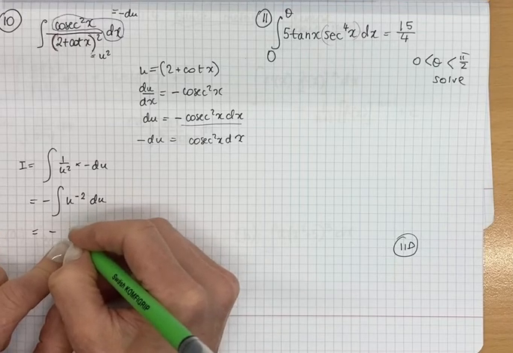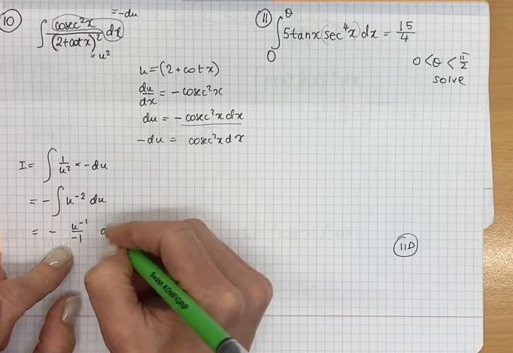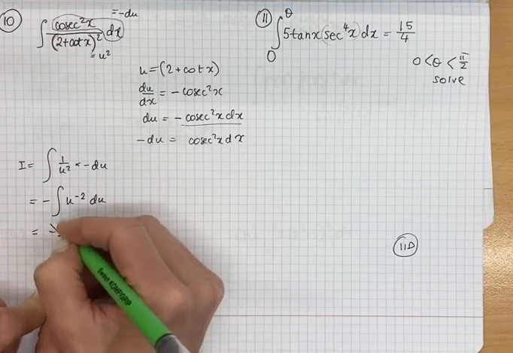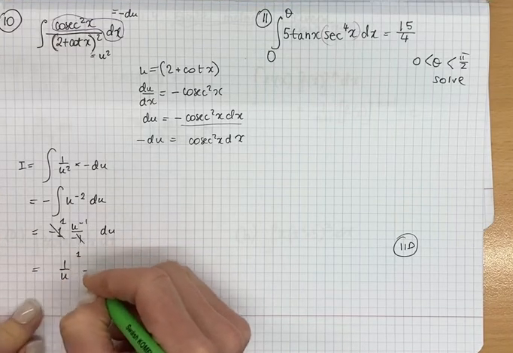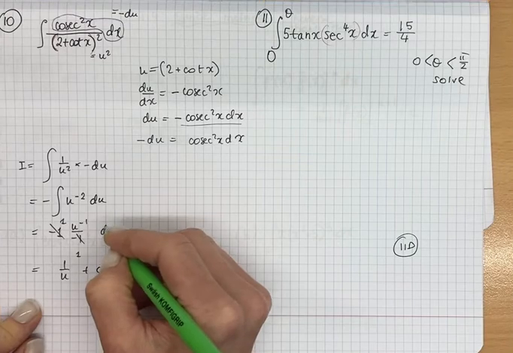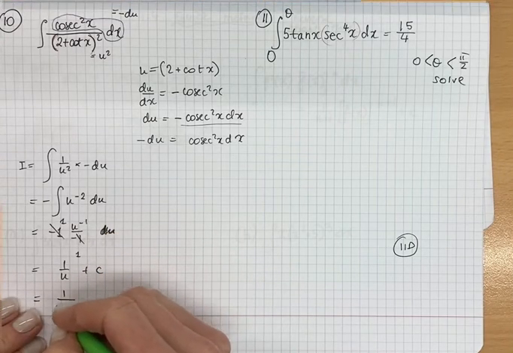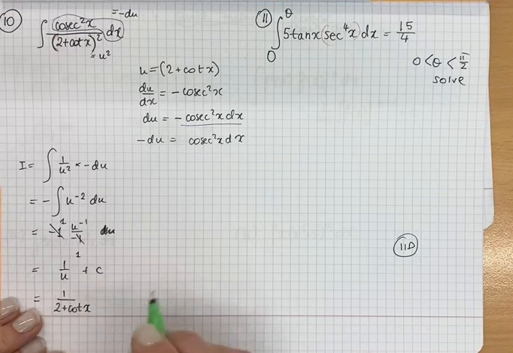Add 1 to the power, divide by that power. So it's going to be u to the power of -1 over -1 du, and here clearly those cancel to give you 1 over u plus c. I do apologize, don't leave the u once you've integrated. So this is going to be 1 over 2 plus cot x.